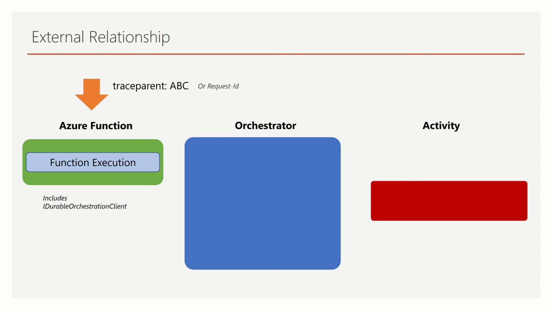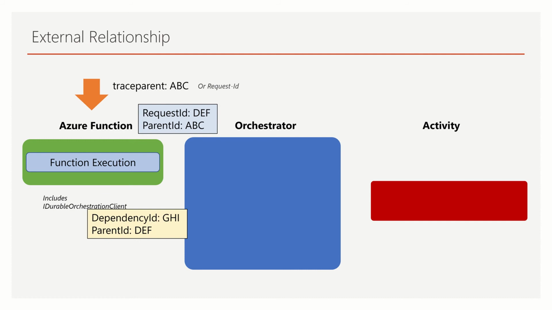Then the Azure functions automatically read the header and generate a new ID, like the request ID, which also includes the parent ID, that is the same traceparent one. So this is how correlation works from outside of the Azure functions. Then the functions execute the orchestrator and automatically create dependency telemetry, and the parent ID would be the Azure functions request ID, the last one.